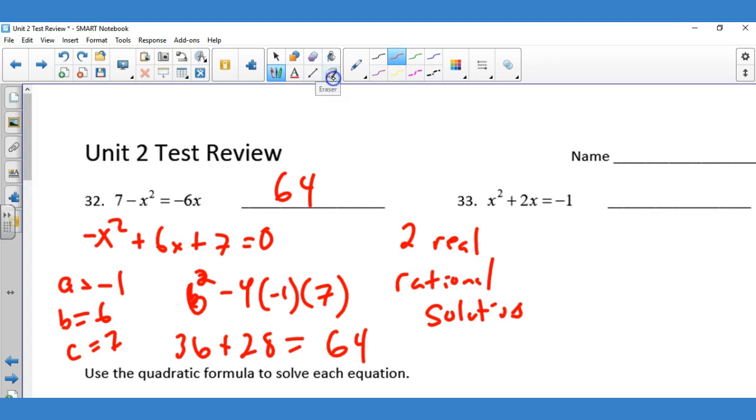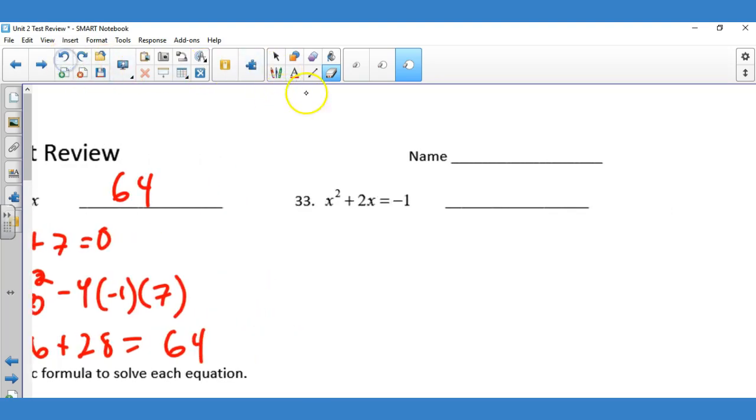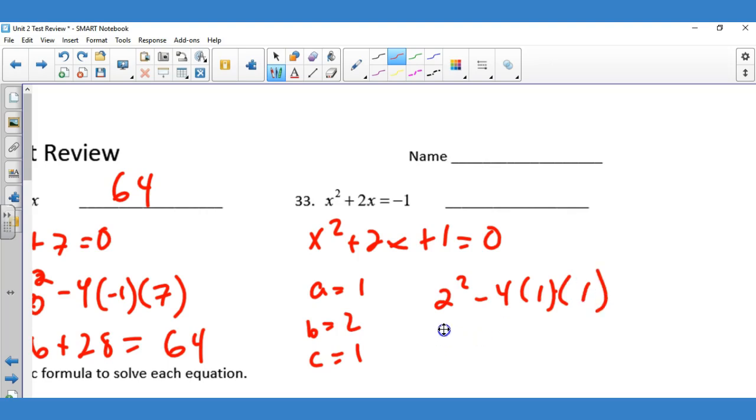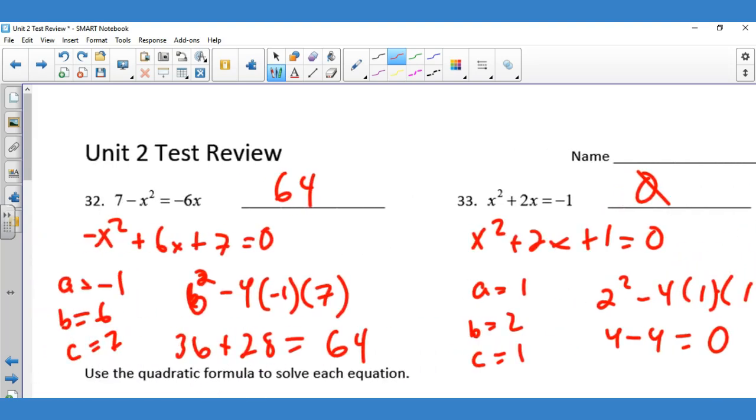And lastly, this example right here. Move the 1 over here, so we have x squared plus 2x plus 1. Now A is 1, B is 2, C is 1. So we have 2 squared minus 4 times 1 times 1. That's 4 minus 4, which is 0. Because the discriminant is 0, that means we're going to have 1 real solution.